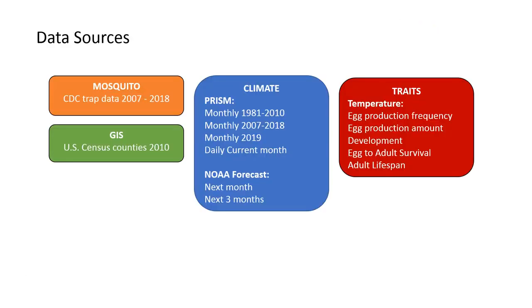The data we use in our process include the traits on the previous slide, the mosquito data that was provided, a shapefile from the U.S. Census Bureau of the counties, which we use to extract climate data. Our climate data comes from the PRISM climate data set compiled at Oregon State University and the NOAA climate forecasts for next month and next season.